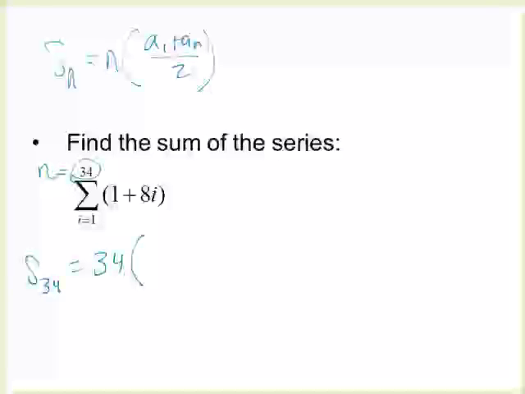How do I find a sub 1? Doing the formula and plugging in 1. Plug in the bottom. Whatever's on the bottom, which in most of them will happen to be 1. So we plug in 1, and that gives us 9 for a sub 1. How do I find a sub n? The rule and plug in 34, which gives 273.